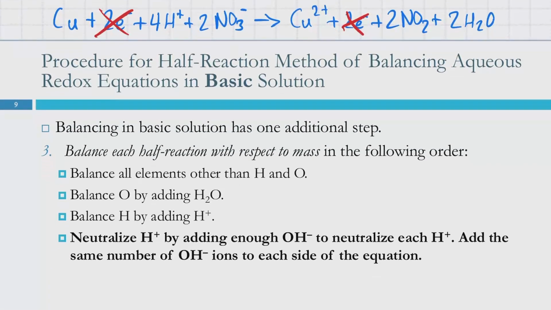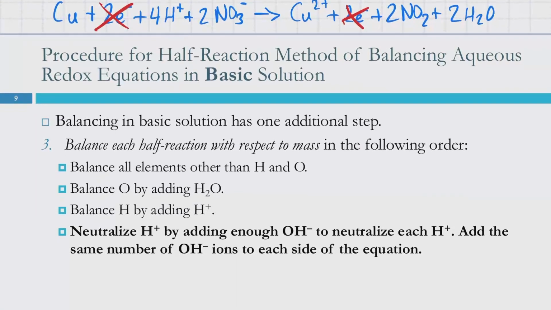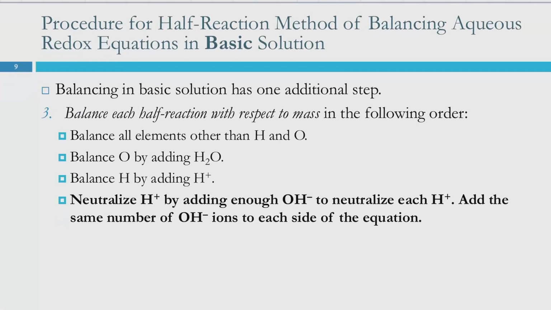Okay, so balancing in basic solution has one additional step. This is not the only way that you can do this. I think this is the easiest way. So what we're going to do is the exact same thing that we did with acidic solution. So point 3, balance each half reaction with respect to mass in the following order. Balance things that aren't hydrogen and oxygen. Balance oxygen by adding H2O. Balance hydrogen by adding H+. If we stop there, what's the problem?